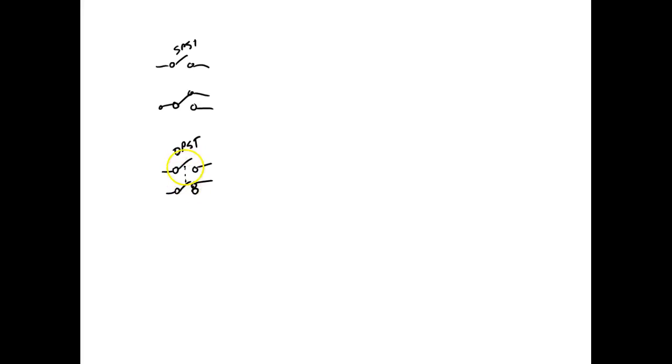And then the dash means they're what? They're mechanically connected. They're controlled by the same operator. And this would be a what? Double pole, double throw. Now, a four-way switch is wired weird, but a three-way switch is nothing but a single pole, double throw.